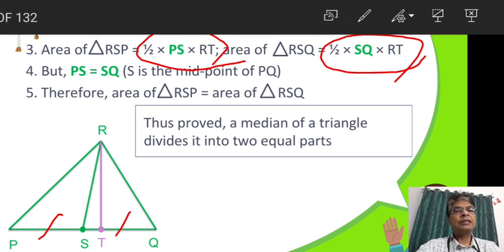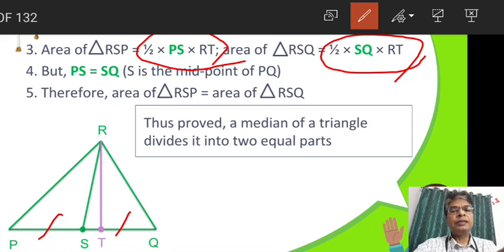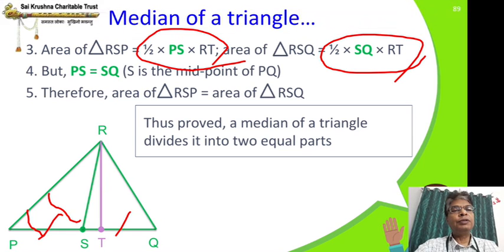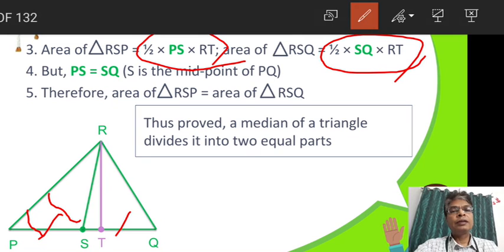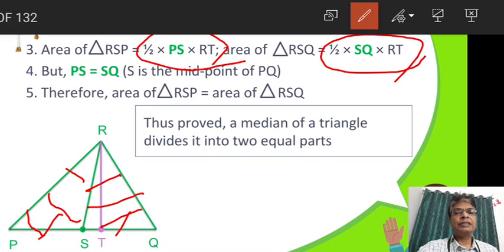The two equal parts are, now if you see this, I am sorry, I'll just remove this. I'll again put this, yes, up to this only, and this side. So these two triangles RSP and RSQ are equal.